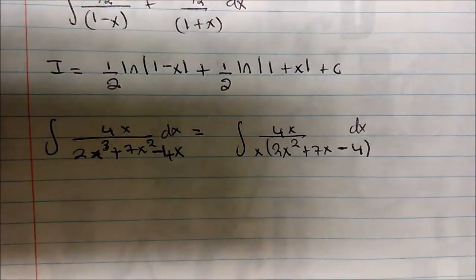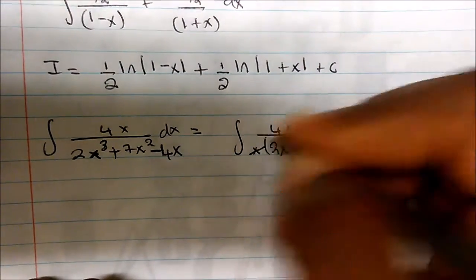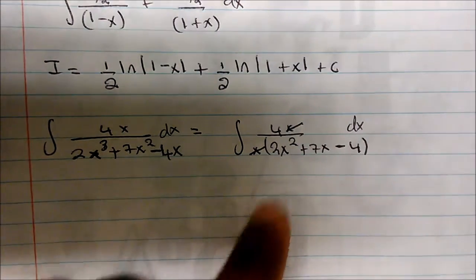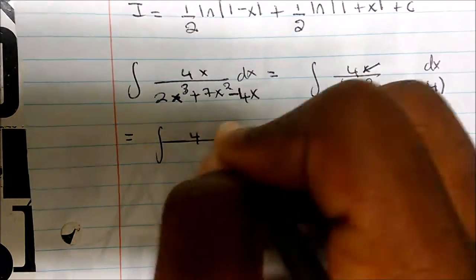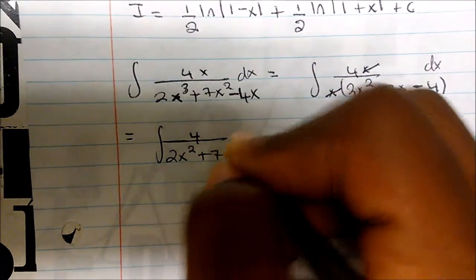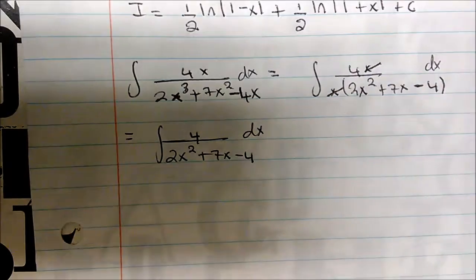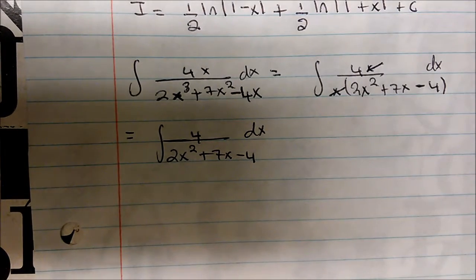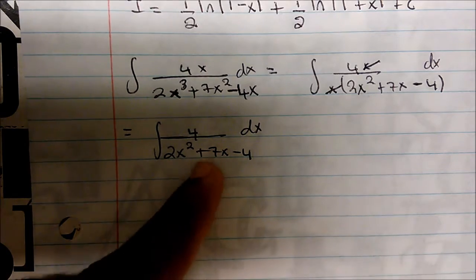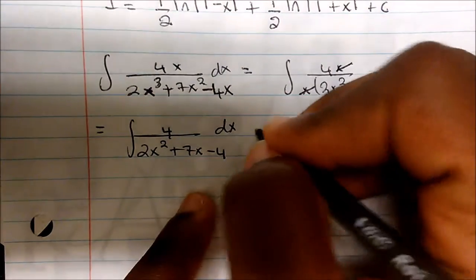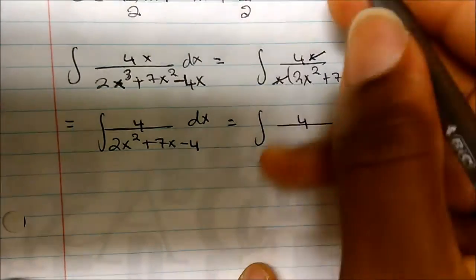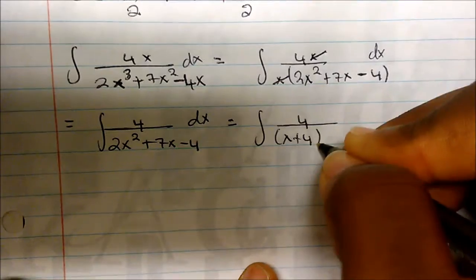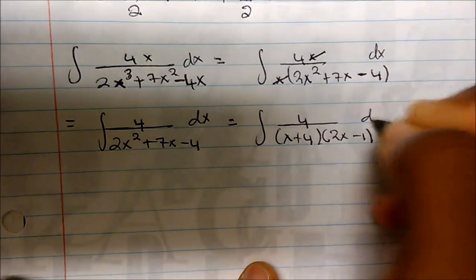Okay, and so because those are factorable, it looks to me as if this x and this x would cancel out because they're being multiplied. And so essentially what I'm left with is the integral of 4 over 2x squared plus 7x minus 4 dx. Now that I'm in this form, it looks to me as if this is factorable. It will factor into x plus 4 and 2x minus 1 dx.